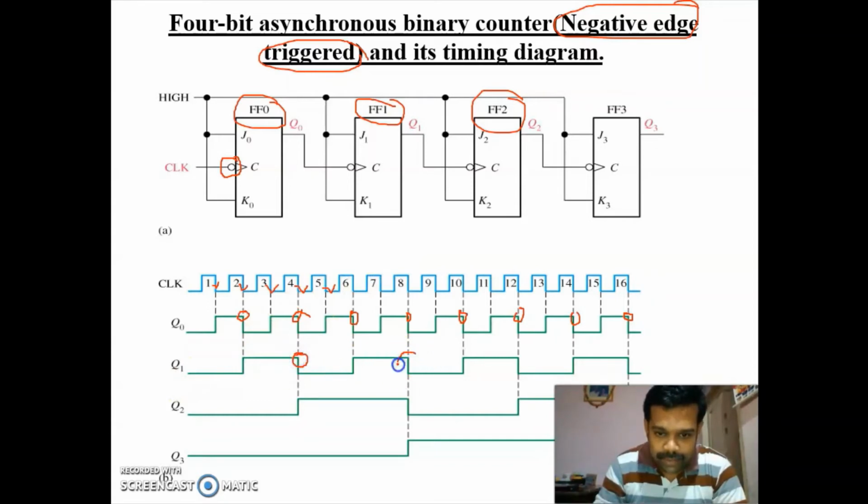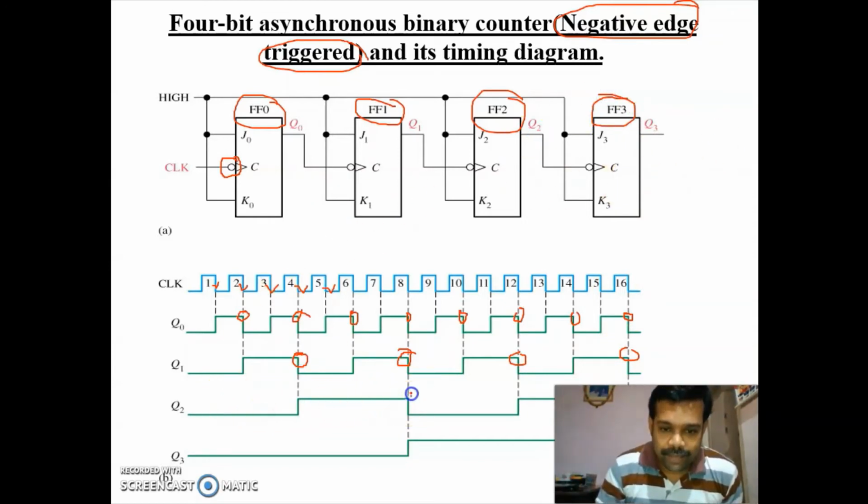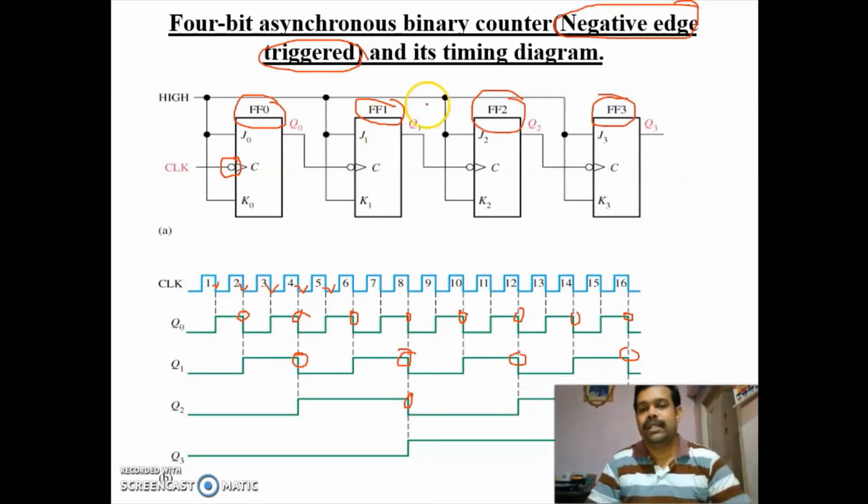So here it is having the value of 1. Similarly, the f of 3 will change the state only when your Q2 is having a value of 1. So it is having 1 at these places. So this is how to draw the timing diagram. This is a negative edge triggered flip flop, so it will change the state only during the negative edges.